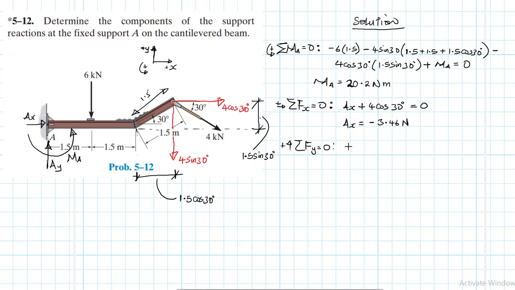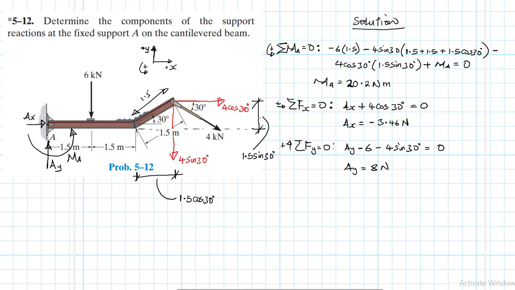Then we have the summation of forces in the y direction, that direction being our positive reference. We have AY minus 6 kilonewtons, then minus 4 sine 30, which is 2. I think that's all, equal to 0. Therefore, my AY here is going to be equal to 8, the 6 and the 2 there. Alright, so I guess we are done.